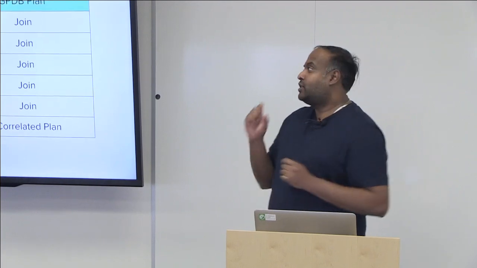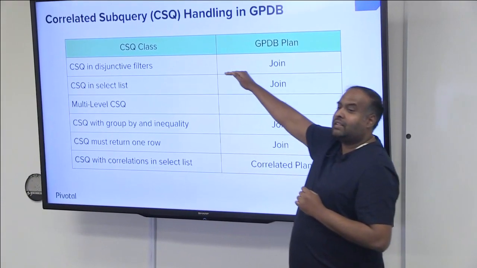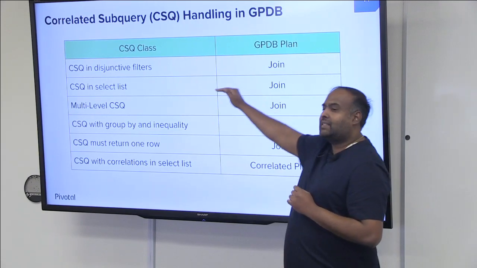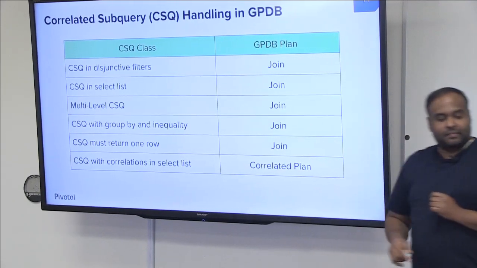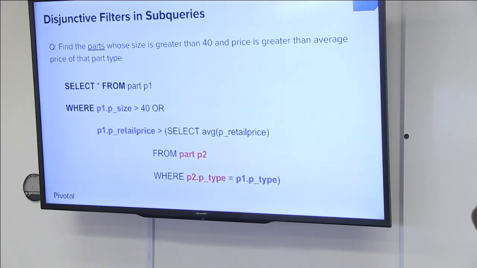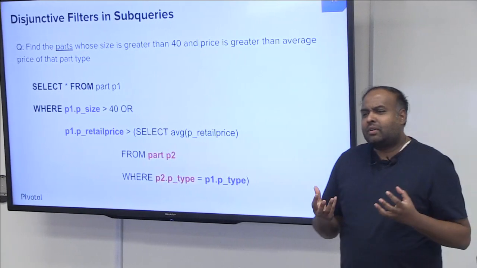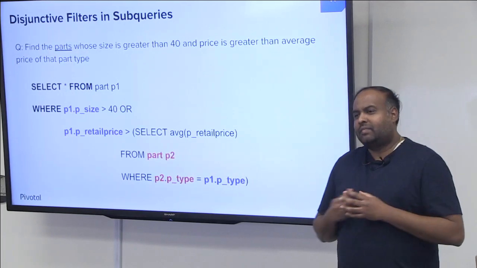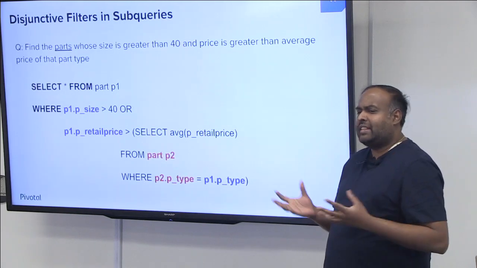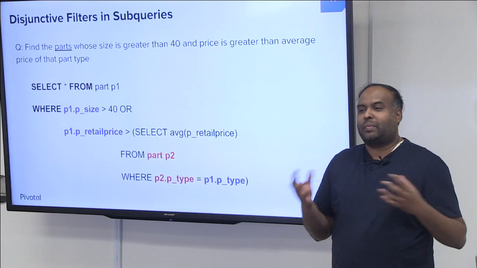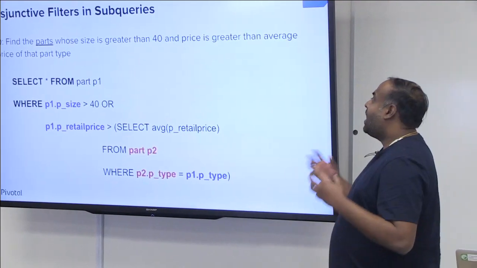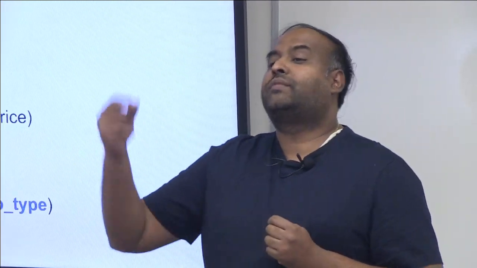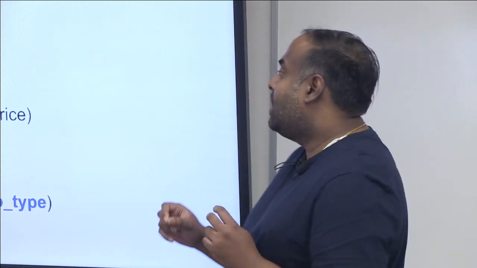So let's take the first. Among these, I'm just going to take the first two: correlated subqueries in the where clause with ORs, and correlated subqueries in the project list, which is the select clause. Let's look at a simple example. This is based on parts, which is a table in the TPCH. Basically I'm saying, I want a part which has a size greater than 40, or a price greater than 40, or the color blue. And then for that part type, I want to see what is the average price of that part type, and make sure that I am greater than that.